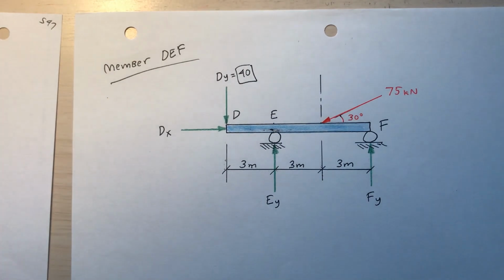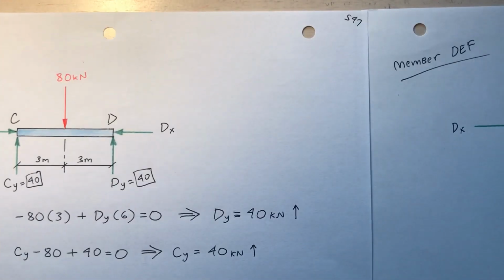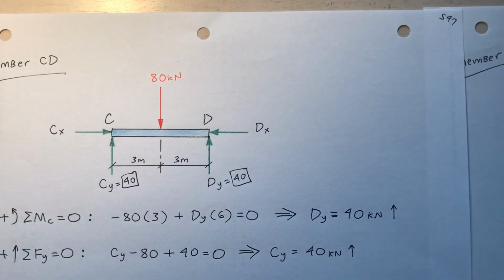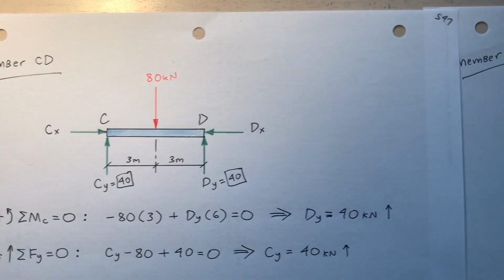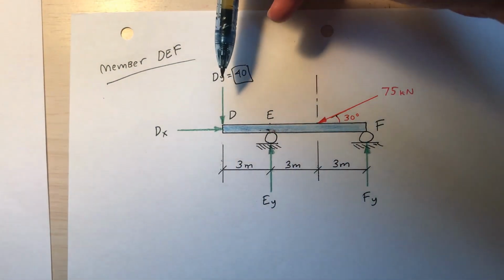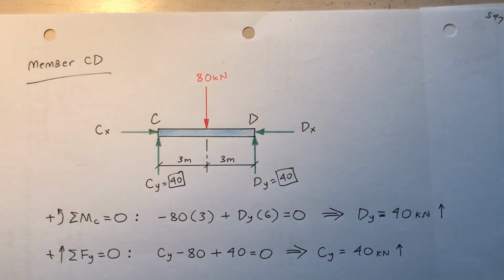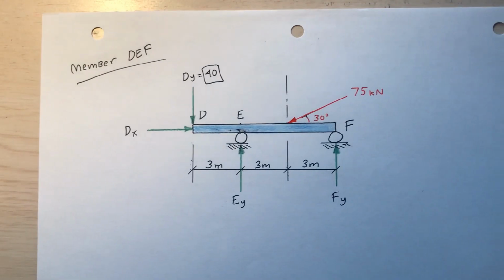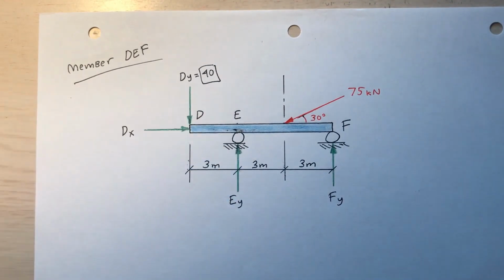Okay, notice equal and opposite here. Okay, dy going up as related to member CD, as related to DEF, dy going down. Okay, look at dx. When I analyze CD, I had dx pointing to the left. That means for member DEF, it'll be pointing to the right. Okay, for every action is an equal and opposite reaction.